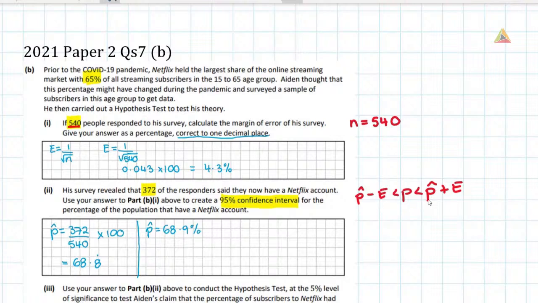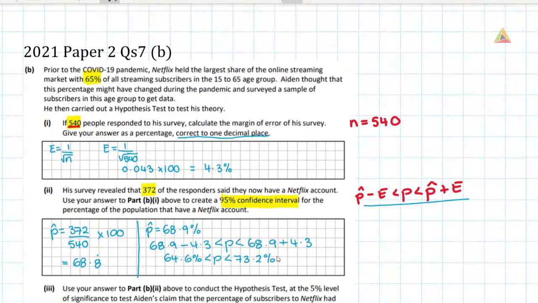So to get our 95% confidence interval, we'll fill into this formula here. So we're going to say 68.9% minus 4.3% is less than the population proportion, which is less than 68.9% plus the error, which is 4.3%. And when we do that, we get 64.6% is less than P is less than 73.2%. So that's our 95% confidence interval. So if we carried out 100 surveys, we would expect 95 of those 100, or 95% of those answers, to give us an answer in this range.